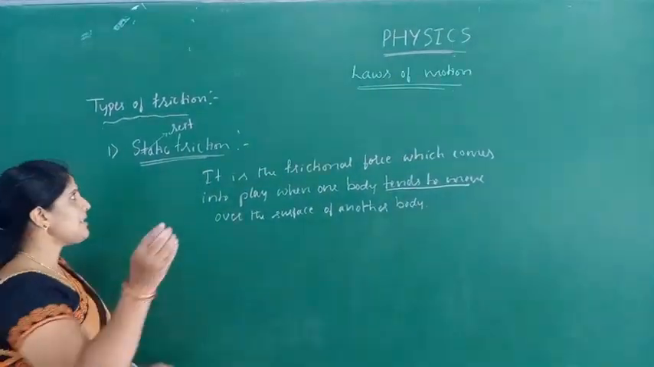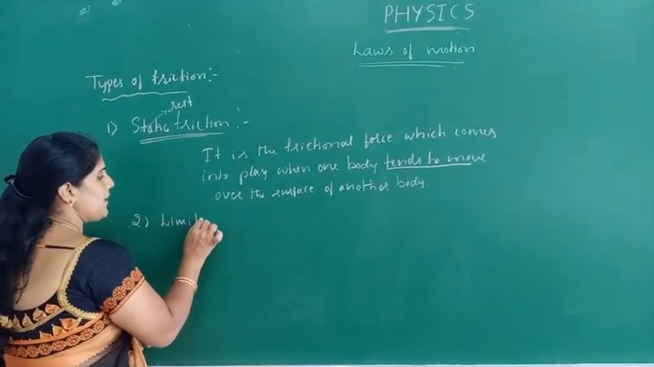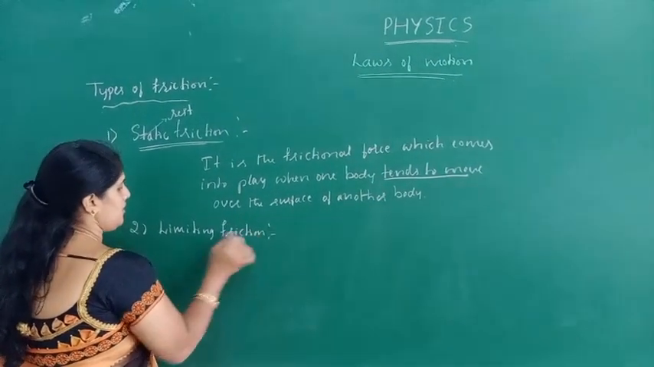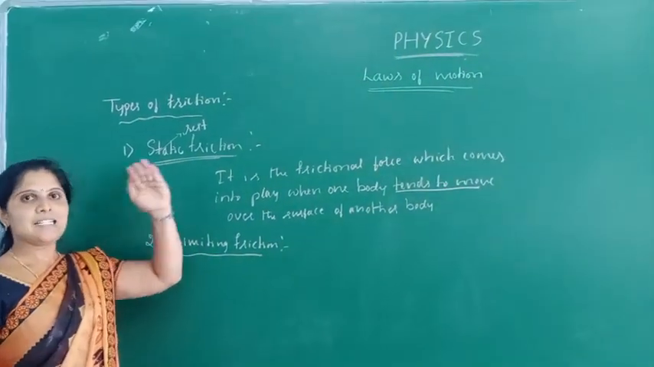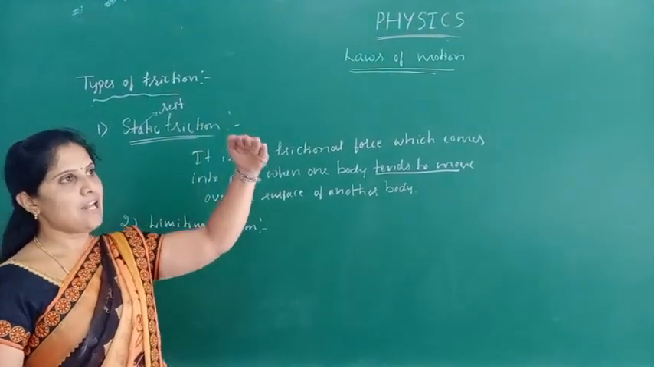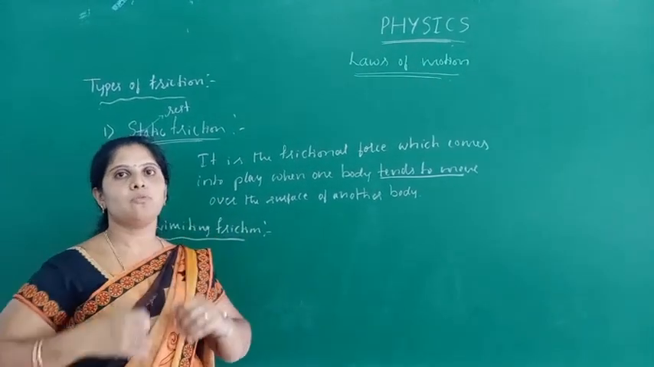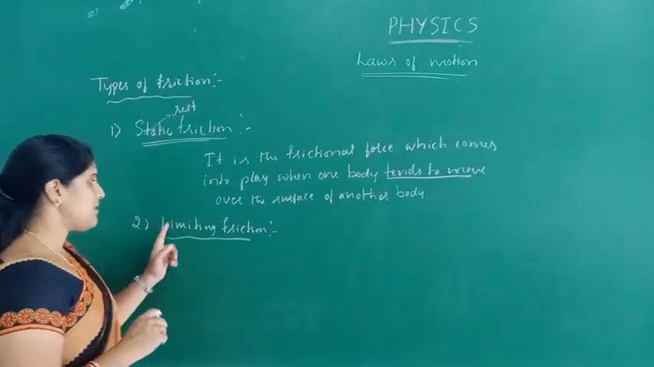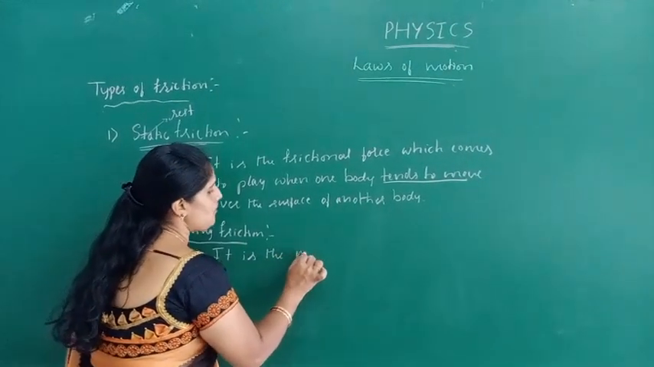Okay, so next type is limiting friction. The name itself indicates a limit. What is that limit? The maximum value of static friction. Limiting friction is the maximum value of static friction for which the body just begins to move. This is the important part: the body just begins to move.